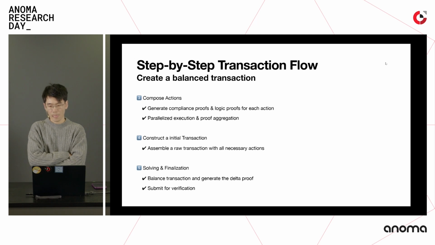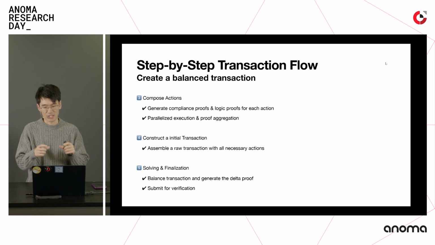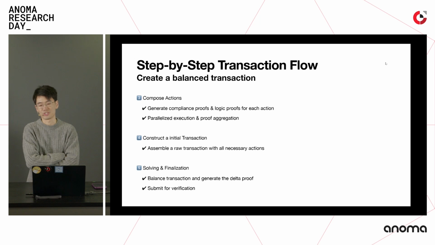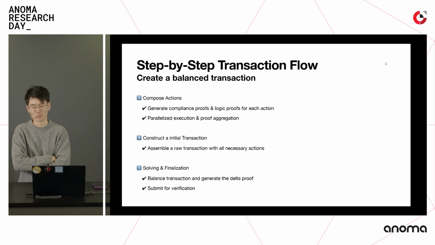Once the initial transaction is finalized, or solved, we get a balanced transaction. Then we can generate a delta proof. That means we can submit the transaction to the Anoma node.